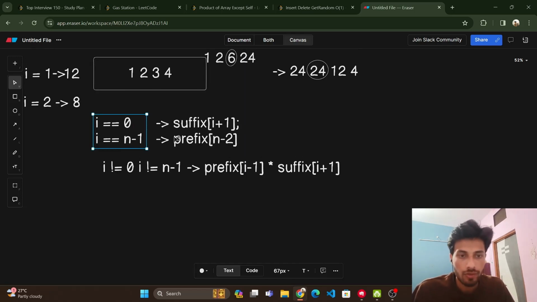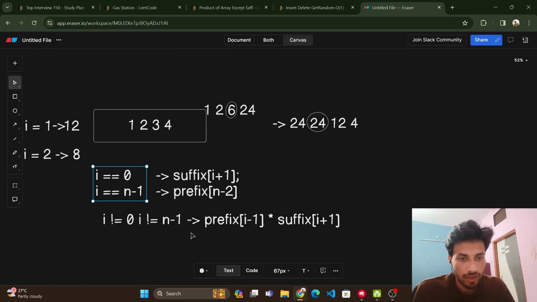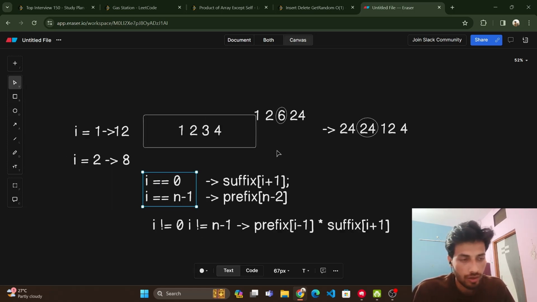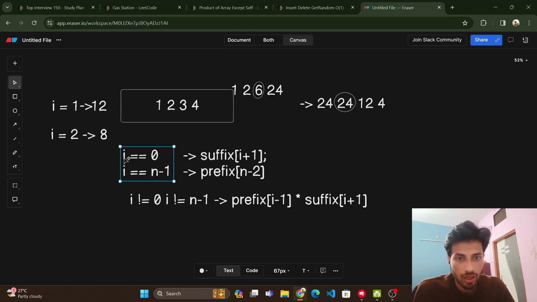This is the case that if i is not equal to 0 and i is not equal to n minus 1, then what will happen? So we just simply take a situation where i is equal to 1, let's say. Now i is equal to 1, what we can do is just multiply prefix of i minus 1, that is index 0, with its suffix i plus 1, so where i is 1, 1 plus 1 would be 2. So 0, 1, 2, into 2. So from the first side to the right side, our multiplication will go on.